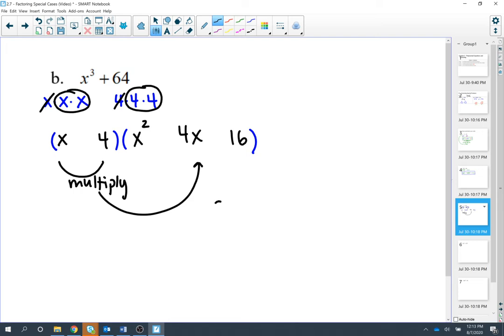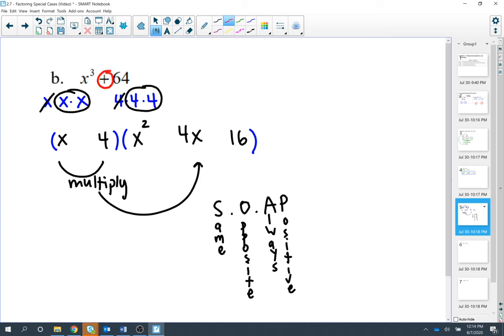Then you're going to go SOAP, which stands for same, opposite, always positive. Now, what I mean by that, you come up here, you go, oh, that's a plus. Same, put the same sign. Then put the opposite sign, and then always positive. And this is done.